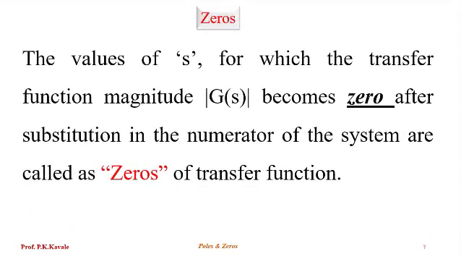Now what is meant by zeros? For poles we consider the denominator polynomial; for zeros we consider the numerator polynomial. When we find the roots of the numerator polynomial and put that root value into the numerator polynomial, the value of the numerator polynomial becomes 0. 0 upon anything is 0. Hence, in the situation where the transfer function value becomes 0, the roots of the numerator polynomial are called the zeros of the transfer function.